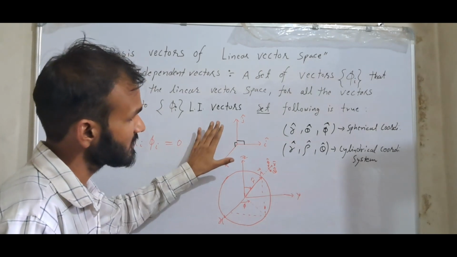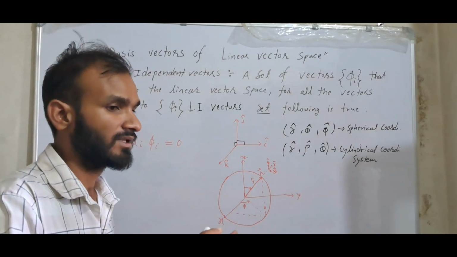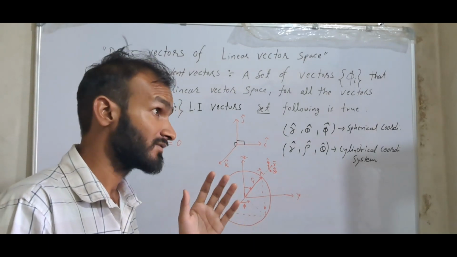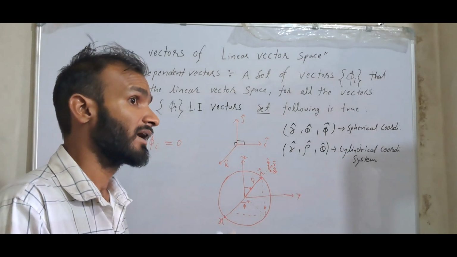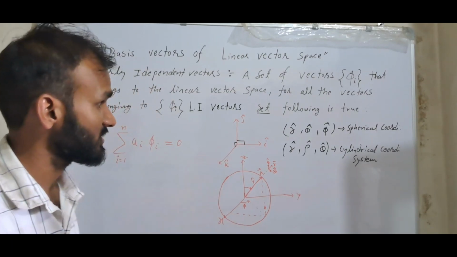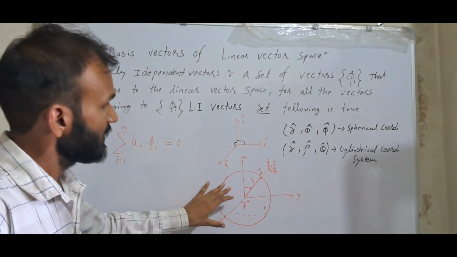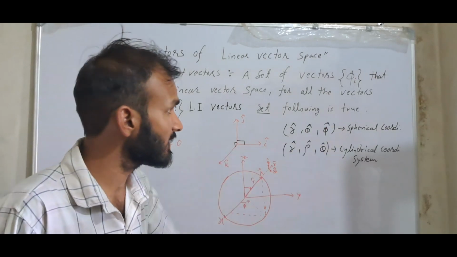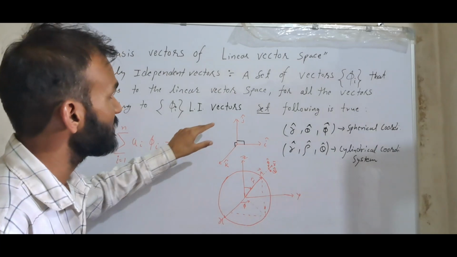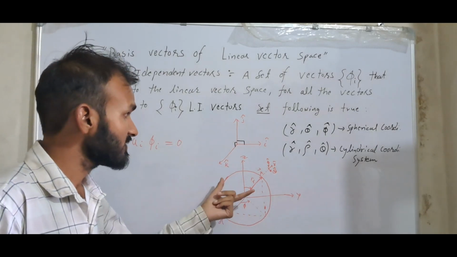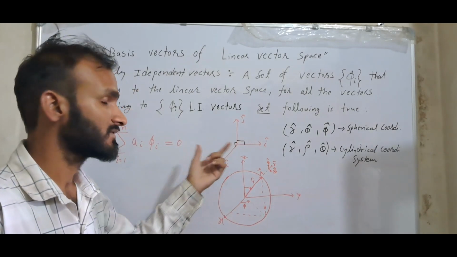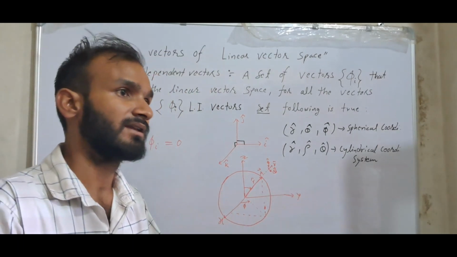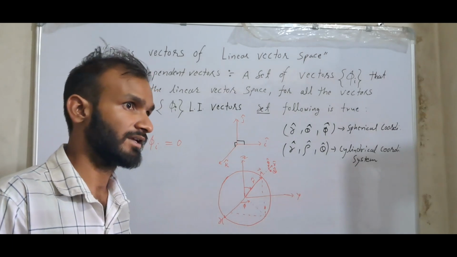So in 3 dimensions, there are only 3 linearly independent vectors, maximum 3 linearly independent vectors. That's why it is called a 3-dimensional vector space. Here I have represented the same thing for the spherical coordinate system, where we are saying that these vectors need not be specific vectors. They can be any other set that belongs to the linear vector space.